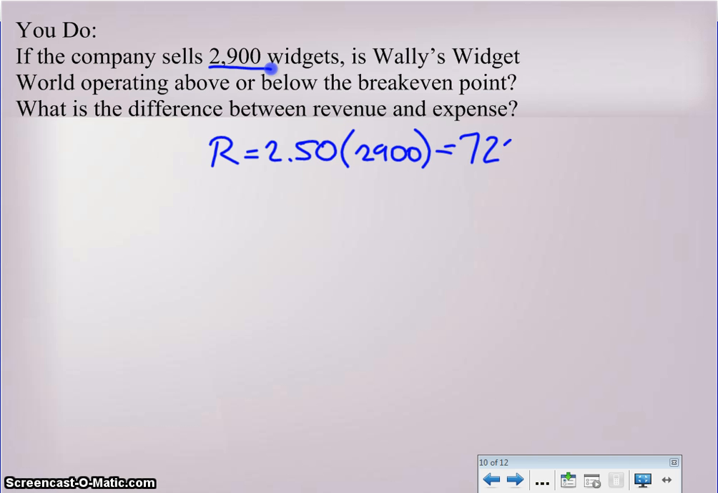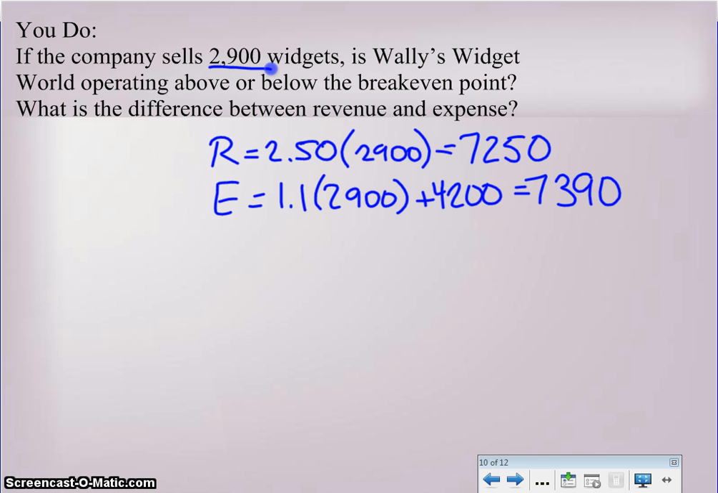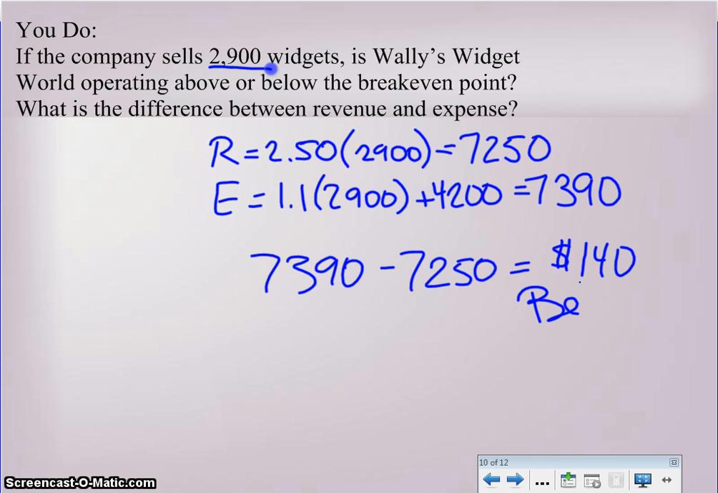And I find that the revenue is $7,250. My expense is the 1.10 times 2,900 plus the 4,200, which equals 7,390. So if I take my expenses, how much it cost me to make them, and subtract how much I got for selling them, I am actually in the hole $140. So I'm below the break-even point, which means I still have not made money at this point.